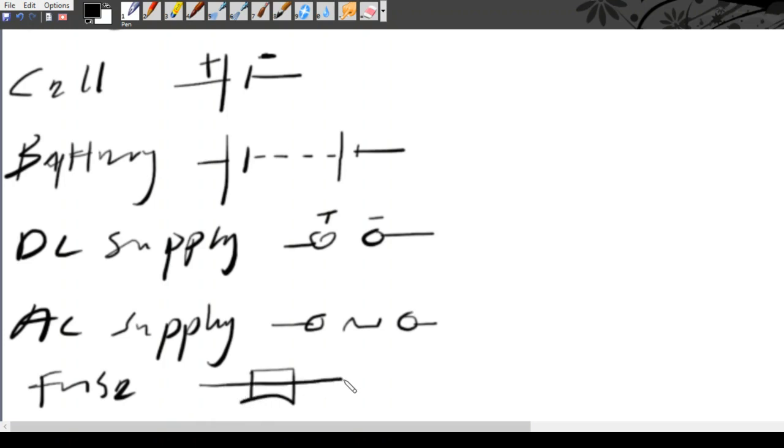So that's the symbol of the fuse. A fuse is a safety device which will blow or melt if the current flowing through it exceeds a specified value. So a fuse will melt once current exceeds a certain value. Let us look at the transformer.